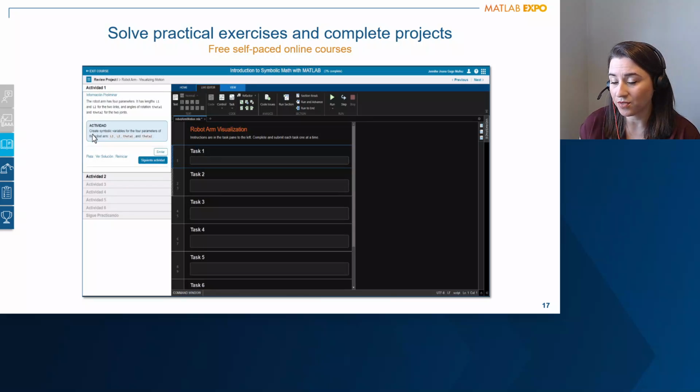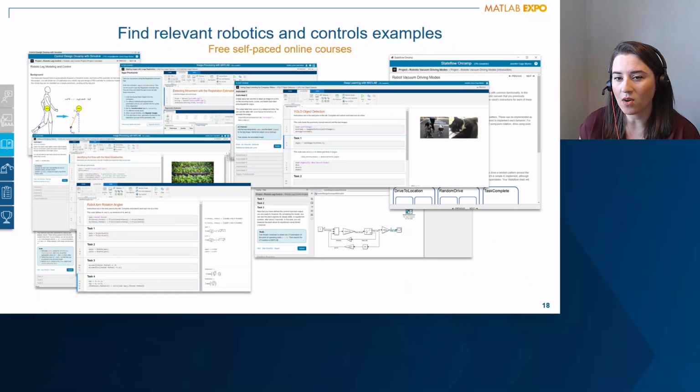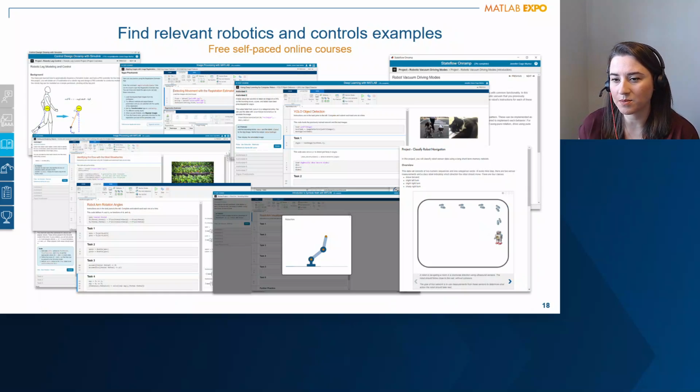Students get instant feedback as they complete the provided interactive tasks. They're provided with a certificate upon completion of the online course. They also get a progress report that they can share with you so you can check that they have successfully completed the course. All these online courses contain practical tasks relevant to robotics and control engineering, as seen on the slide.